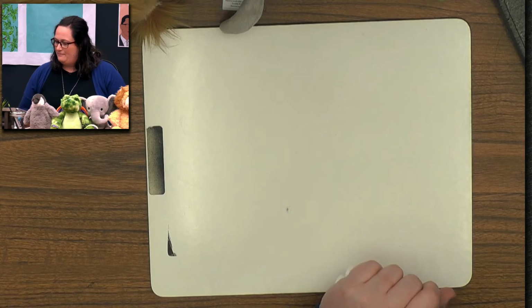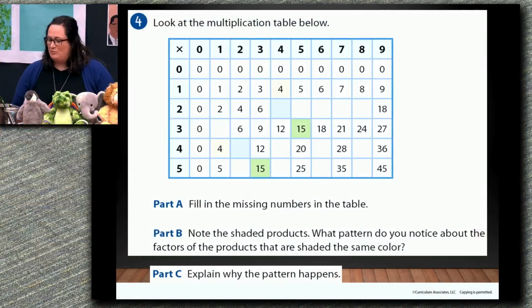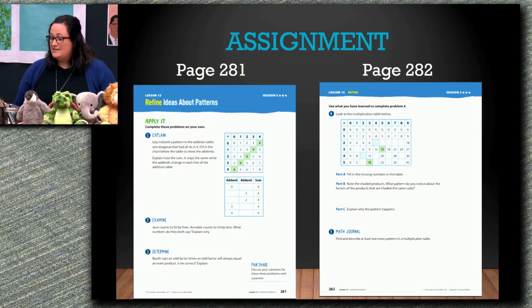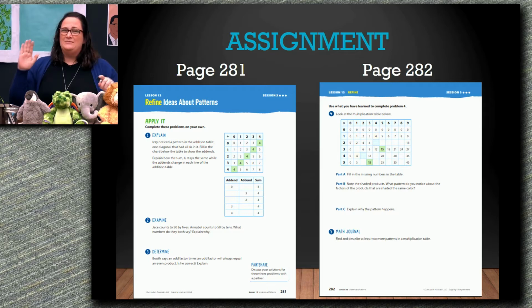Okay. Look at the multiplication table below. Actually, I'm going to pause there because I want you to do this one on your own. This is on page 282. The work we just did was on page 281 in your workbook. I want you to try page 282 on your own. If you can't find the pattern, you need to let your teacher know and have a conversation with your teacher. Okay? If this is making sense, awesome. If not, now is the time to reach out and say, I'm still not quite understanding this. I need a little bit more help.